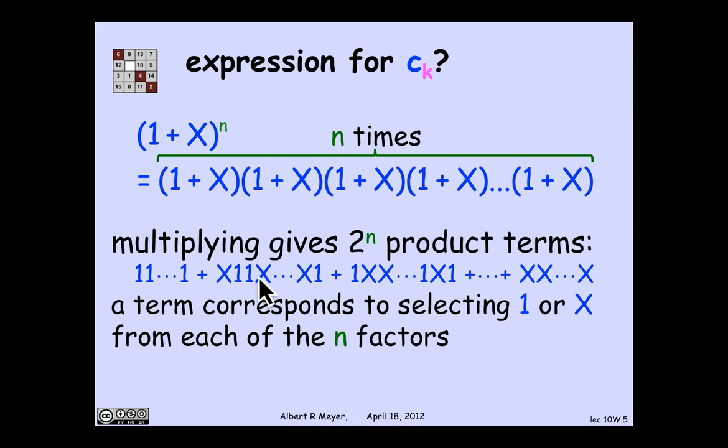And if I made some arbitrary selection, like an x from the first one, a 1 from the second, a 1 from the third, a 1 from the fourth and so on, and a 1 from the next, an x from the next to the last, and a 1 from the last, I would get this particular term, which is not the next one that would occur in alphabetical order, but it's just an example. So that's the simple idea. If you multiply out n terms, each of which is a sum of two things, you're going to wind up with 2 to the n terms corresponding to every possible way of selecting one or the other of the components from each of the n factors.